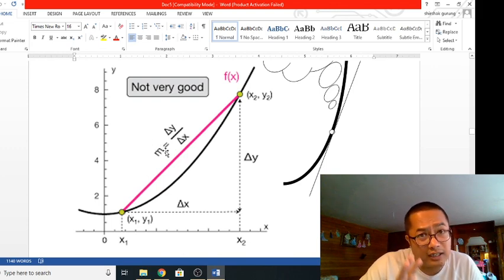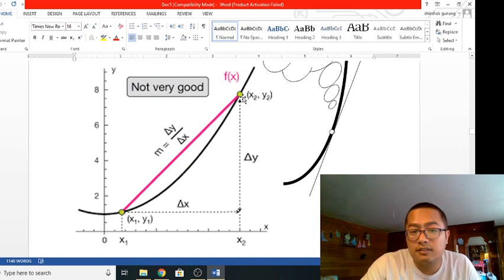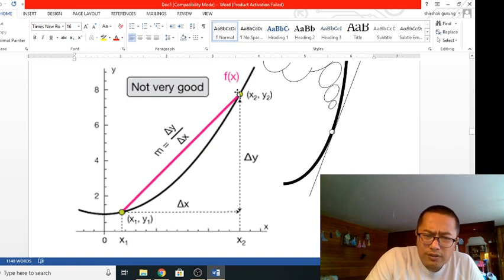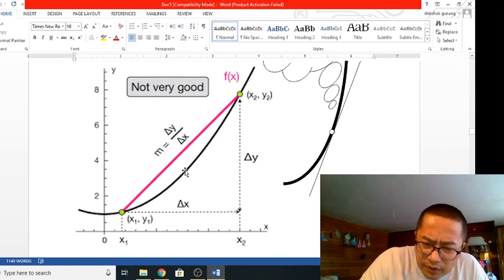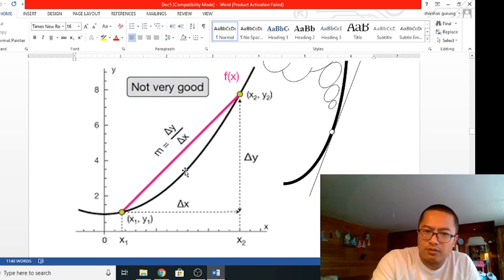Are you being right? Is this correct? Because this is the equation of a straight line and this is a right-angle triangle, and you found the steepness of this pink line. You did not find the steepness of this hill. You did not find the instantaneous rate of change in this hill. You found an approximate steepness of this hill.